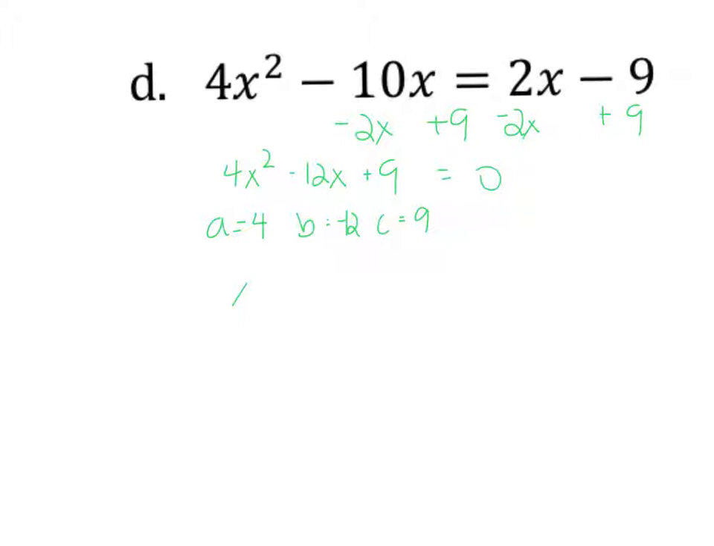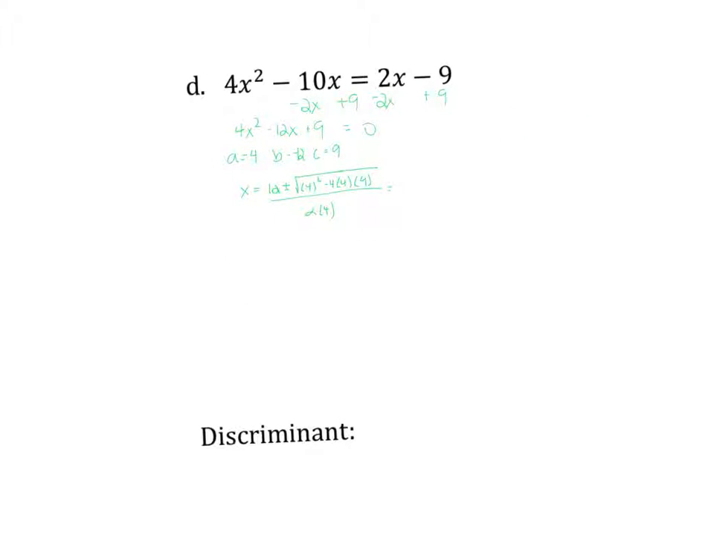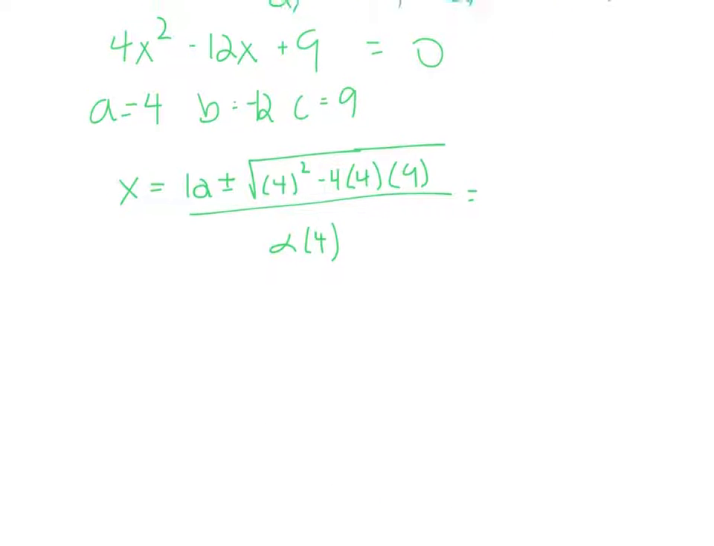We're going to plug it into our quadratic equation. So x equals opposite of b, so 12, plus or minus square root of b squared minus 4 times a times c, all over 2 times a. So once again, pause, type in that discriminant into your calculator, and let's see what you get. You should get a discriminant of 0. That's different. Means we're just going to have one answer.